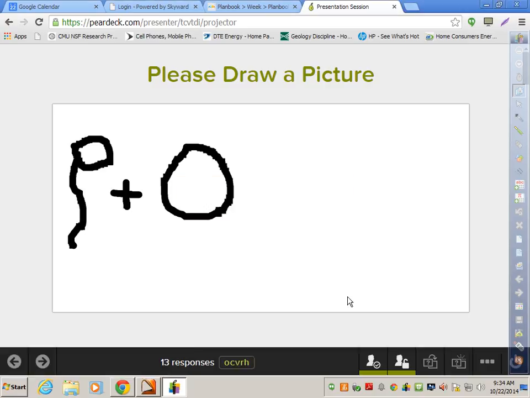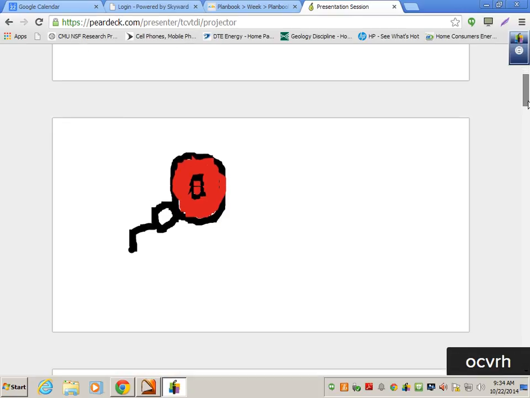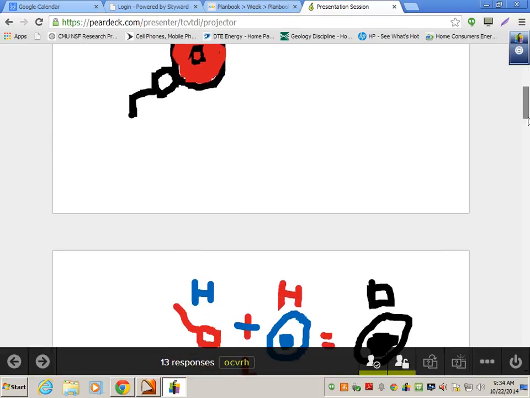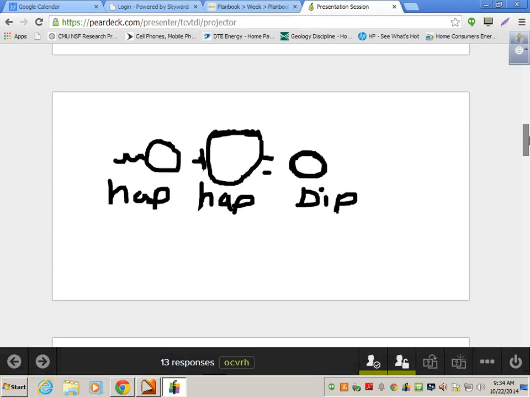Okay, so I asked you guys to draw out the process of creating a zygote, the process of fertilization. That looks like a red blood cell gone bad. All right. H plus H equals, I don't know what that is. Hap plus hap equals dip. Yep. Haploid plus haploid equals diploid. 1N plus 1N equals 2N.